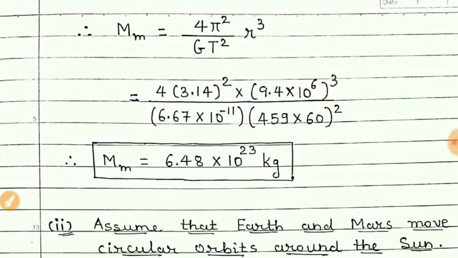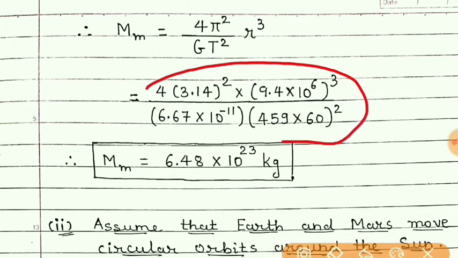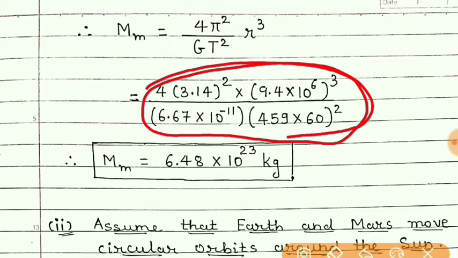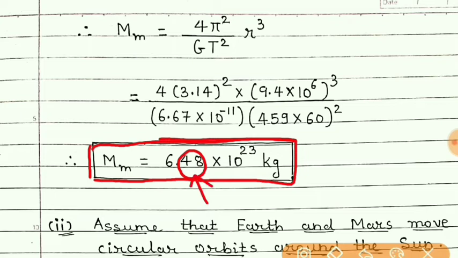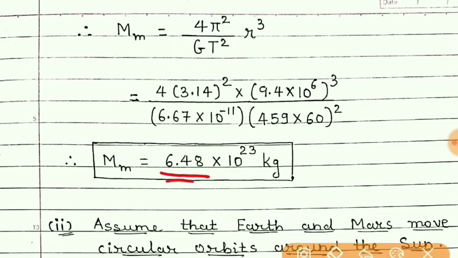Now students, calculation part I left on you, so you have to do this calculation on your own, and after calculating this you will get mass of the Mars is equal to 6.48 into 10 raised to 23 kg. Approximately this value will be obtained. No matter if after decimal point you are getting some different value, it's okay, but you will get approximately this value.